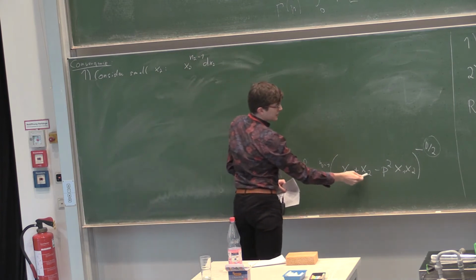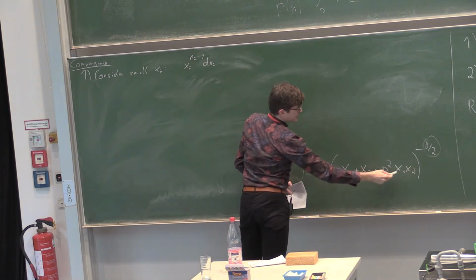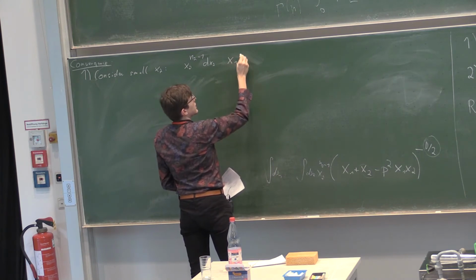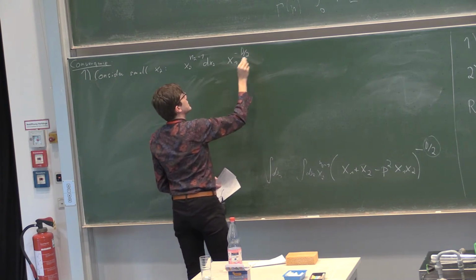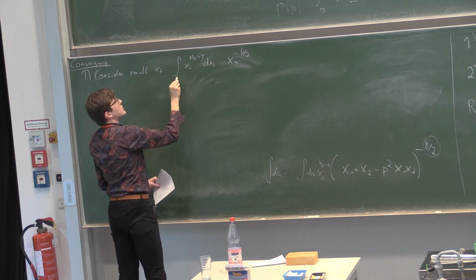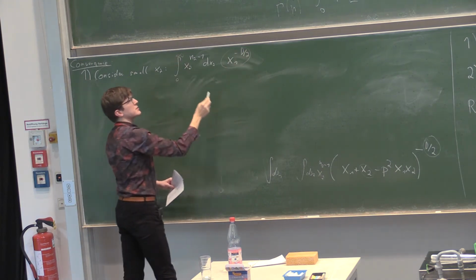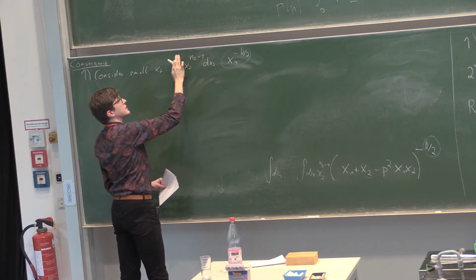And then this stuff, I mean, if x2 gets small, we can just replace x2 by 0 here. So this is just x1 to the minus d over 2. Well, but for the integral over x2, this thing doesn't contribute, right? So it's really only this thing that matters here.